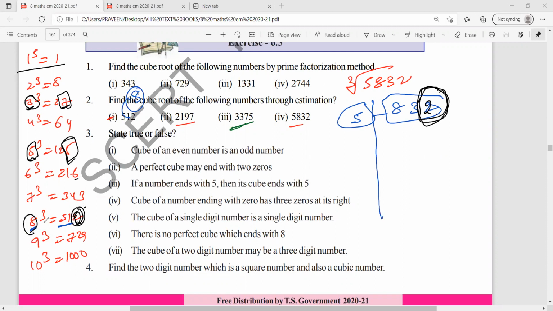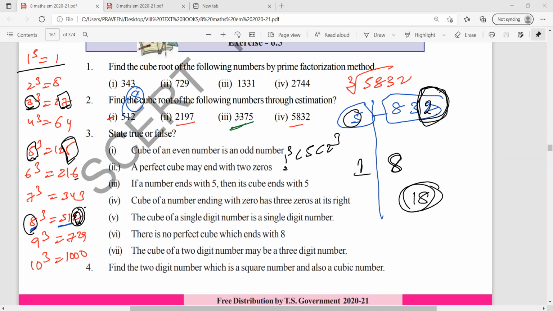What is 8 cube? 8 cube is 512, so you get last digit 2. So you take 8 here. Next, take the number 5. 5 lies between 1 cube and 2 cube. So take the lowest value, which means 1 cube. So the answer is 18. This is the way you can estimate the answers.